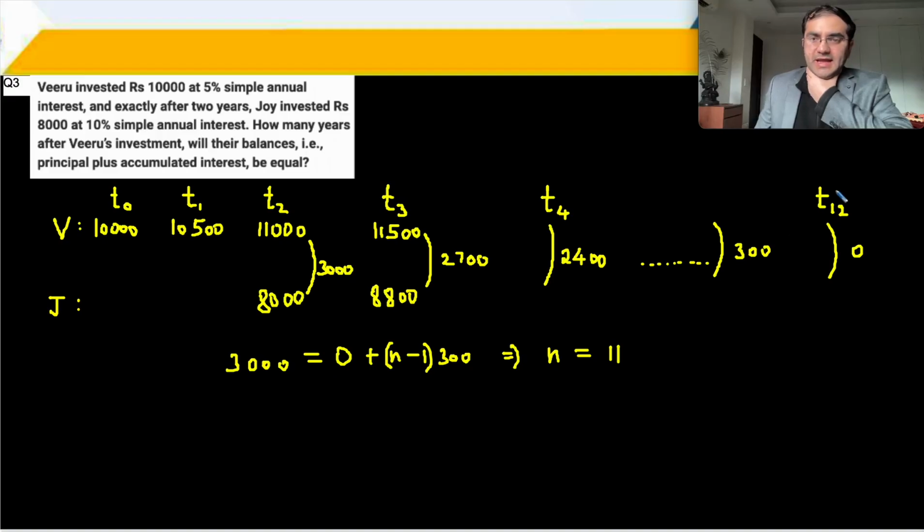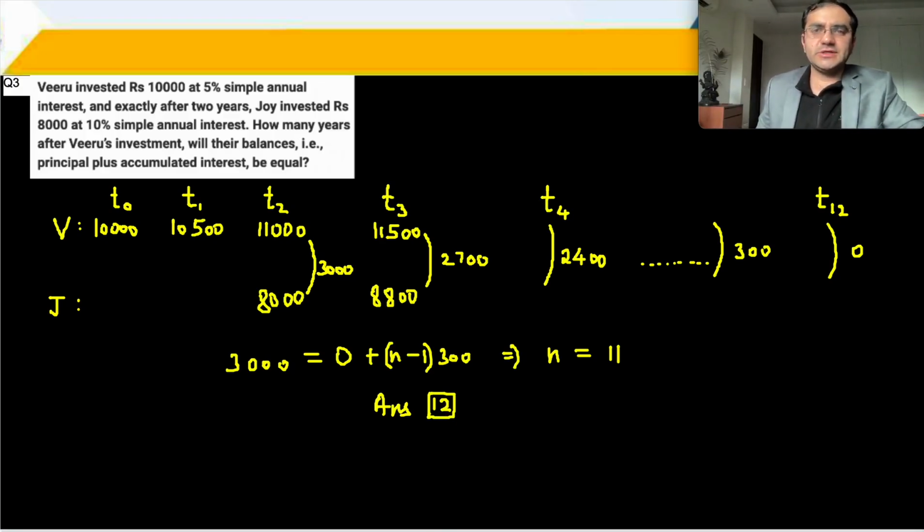ठीक है. In the 12th year their balances are equal. T2 to T12 11 terms have been achieved, and question is asking Viru के कितने साल बाद. So from T0 to T12 12 years have elapsed. How many years after Viru's investment? 12 years after Viru's investment their balances will be equal, and that is question number 3.